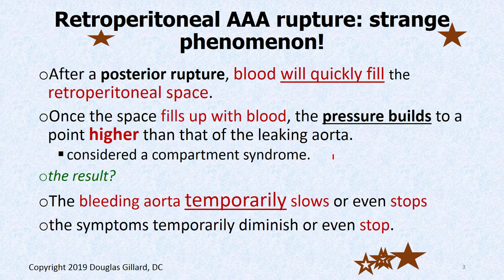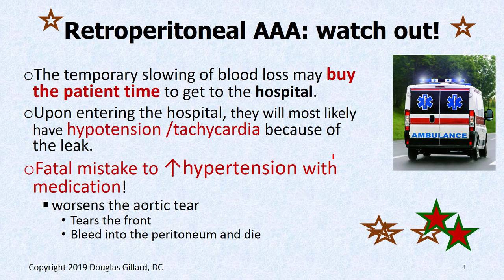Eventually it's going to rip out of the retroperitoneal cavity into the peritoneal cavity, and the patient's going to die. So if that does happen, that eye of the hurricane, so to speak, can buy patients time to get to the ER quickly and be checked out. Then they have another hurdle to overcome. In the ER, they're probably going to have hypotension and tachycardia.